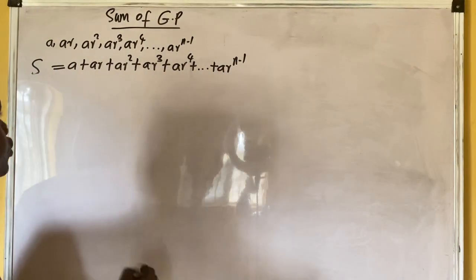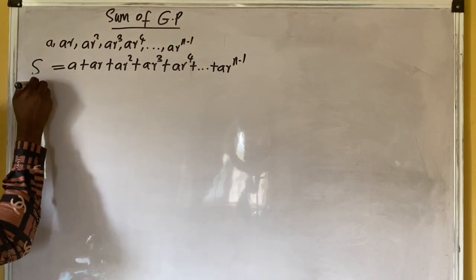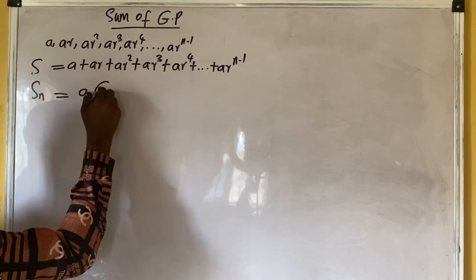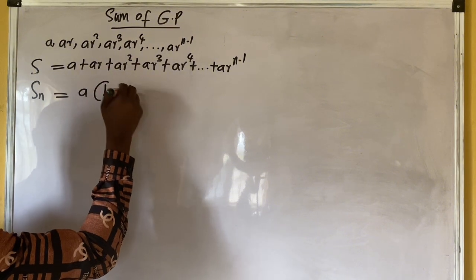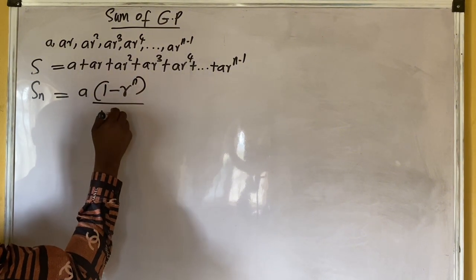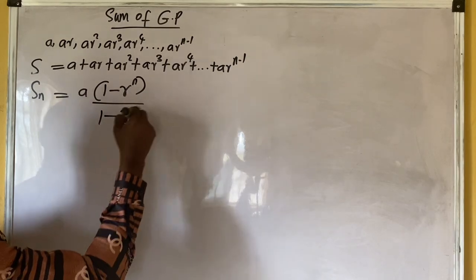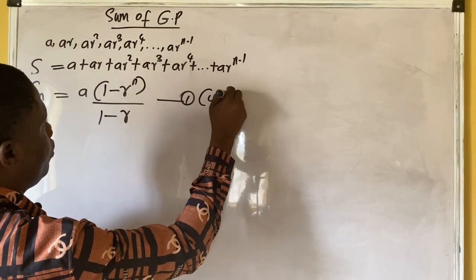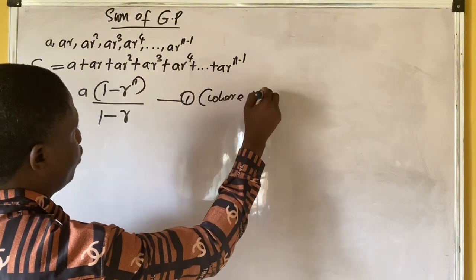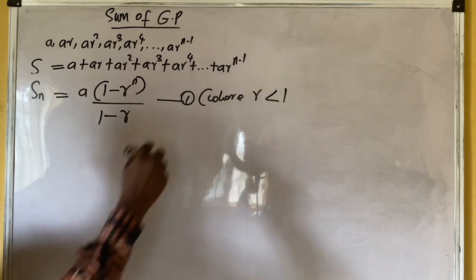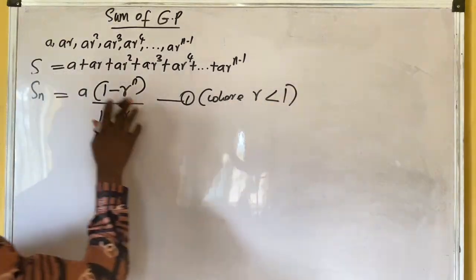So generally, the sum of the n terms of a GP, Sn, is given as A into bracket 1 minus R raised to the power of n, over 1 minus R. Okay, this is our equation 1, where your R is less than 1. So here our R is less than 1.